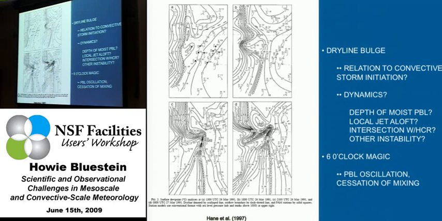How do you explain the dynamics of the bulge? You need to know something about the depth of the moist planetary boundary layer. You need to make detailed measurements. There may be a local jet aloft. There may be an intersection of the dry line with horizontal convective rolls. So you must be able to measure the wind field in the vicinity of these horizontal convective rolls. Are there other types of instabilities that are occurring that need to be documented?